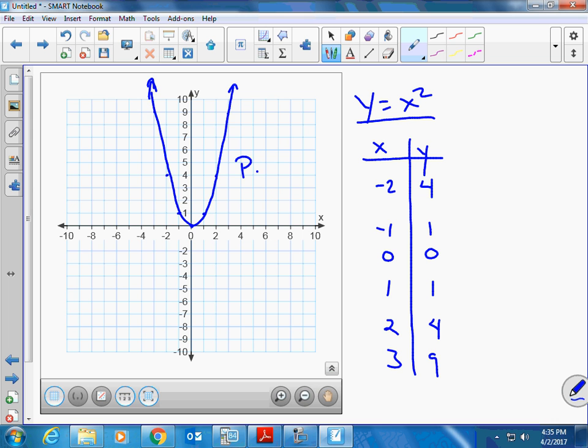In case you can't quite hear what I'm saying, a parabola. Okay? That is a basic y equals x squared graph.